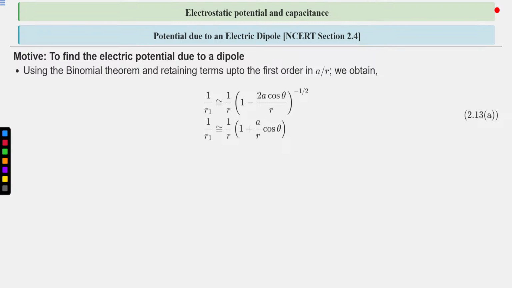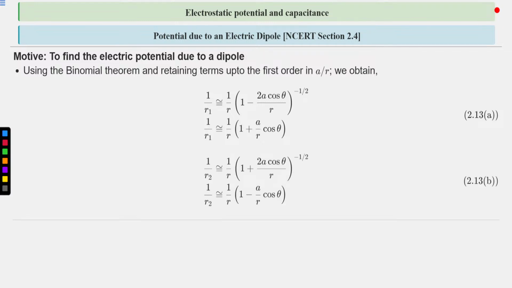1 by r1 is equal to 1 by r times 1 minus 2a cos theta by r raised to power minus 1 by 2. We are reciprocating the equation, meaning r1 equal to r, we are reciprocating it. 1 by r1 equal to 1 by r times 1 minus 2a cos theta by r raised to power minus 1 by 2. And here 1 by r1 is nearly equal to 1 by r times 1 plus a by r cos theta. Mark it as equation 2.13a.